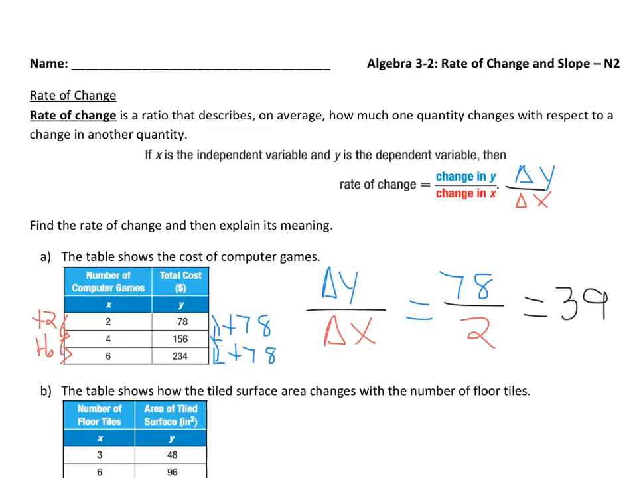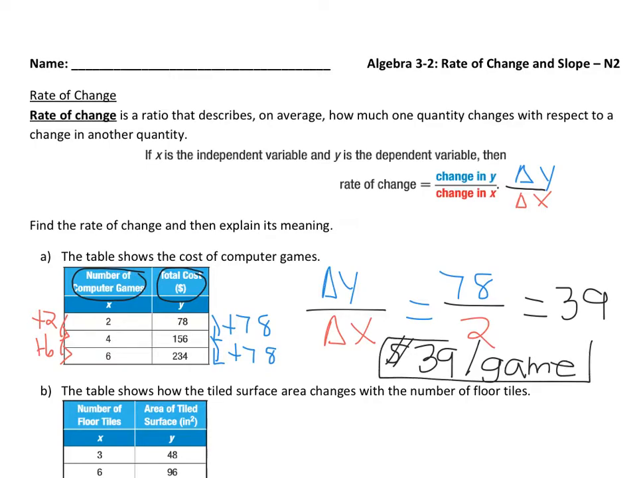But what does that mean? Well, our label for our rate of change will be our y label over our x label. Our y label is total cost, so dollars, and our x label is number of computer games. So what this means is the rate of change is $39 per game. You can go ahead and try letter B.